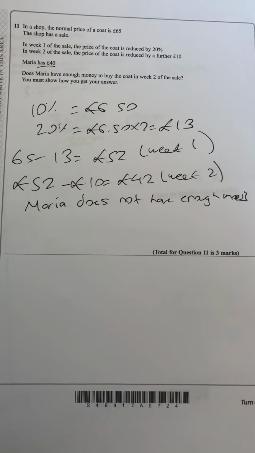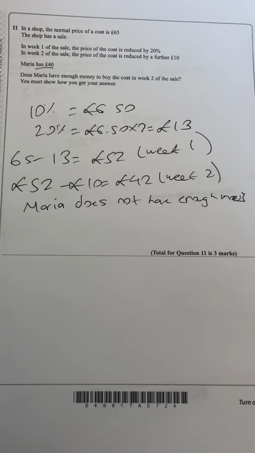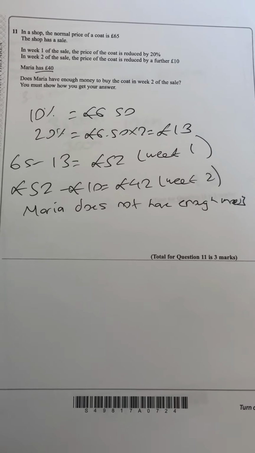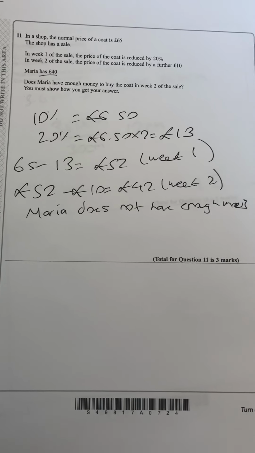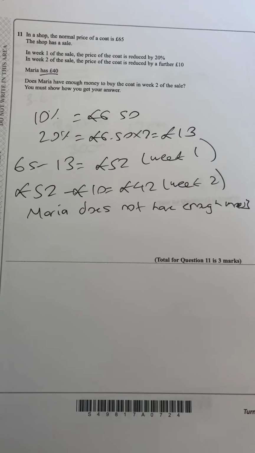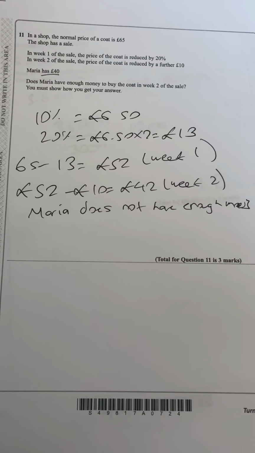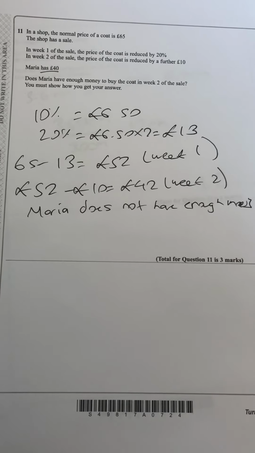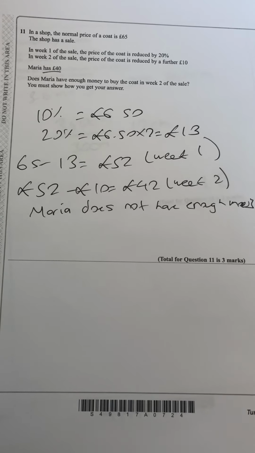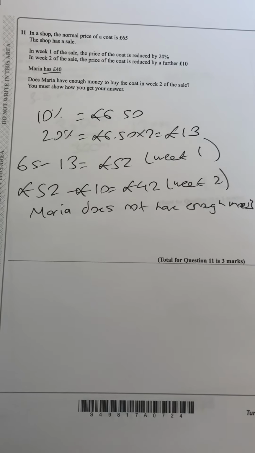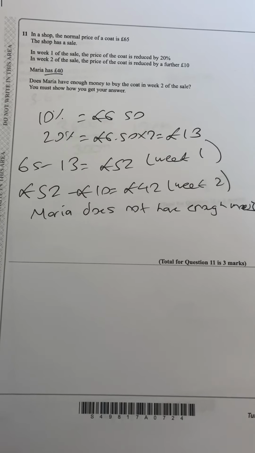Right guys, question 11. In a shop, the normal price of a coat is £65. The shop has a sale. In week 1 of the sale, the price of the coat is reduced by 20%. In week 2 of the sale, the price of the coat is reduced by a further £10. Maria has £40. Does Maria have enough money to buy the coat in week 2 of the sale? You must show how you get your answer.